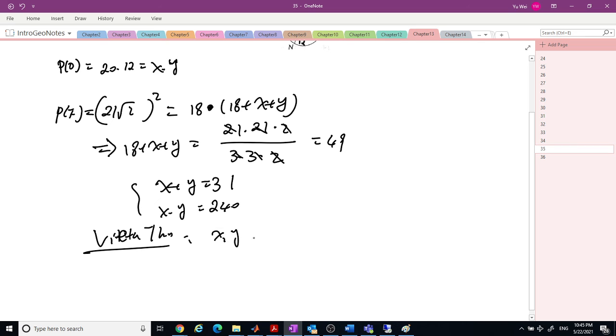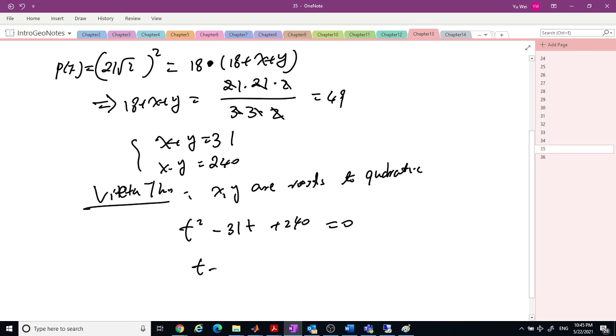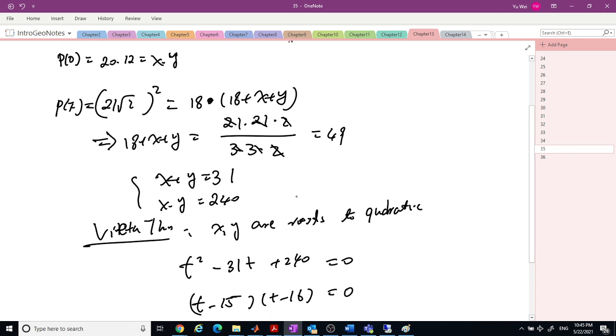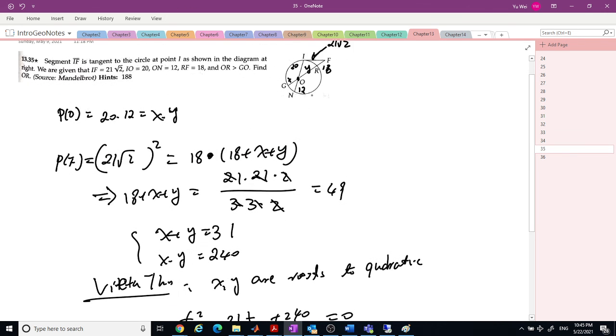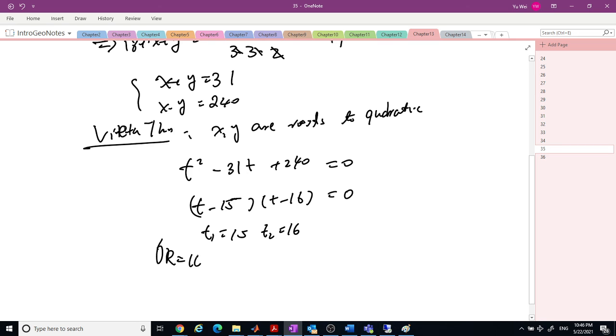We know x and y are roots to the quadratic equation t squared minus 31t plus 240 is equal to 0. Okay, so this is when we have t minus 15 and t minus 16 is equal to 0. So we have t1 is 15 and t2 is 16, right? Because we are trying to solve for OR, which is the longer one, right? So you know OR must equal 16.